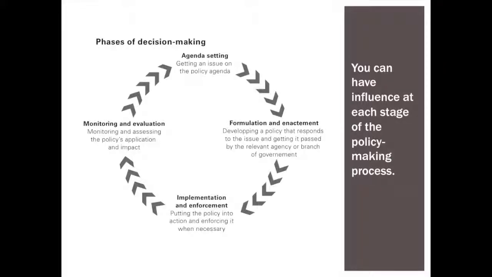Now let's see the policy-making cycle. The policy-making process has 4 different overlapping phases: agenda setting, formulation and enactment, implementation, and monitoring and evaluation. Each phase is shaped by different power dynamics and involves different players, both inside and outside the formal political process. For an advocate, it is important to remember that you can have influence at each stage of the policy-making cycle.